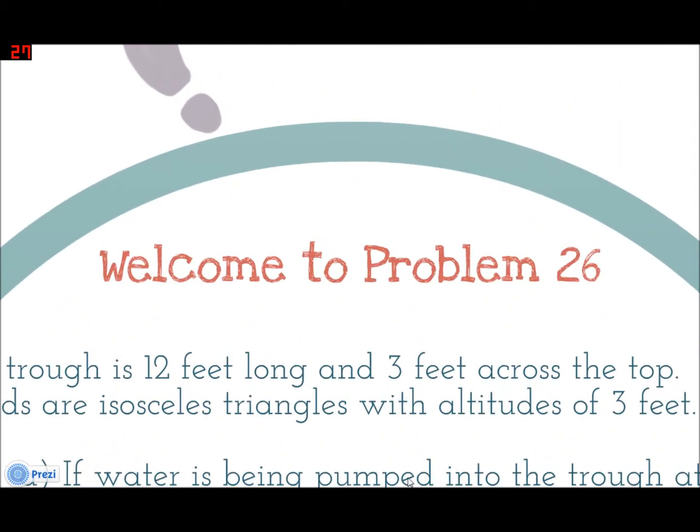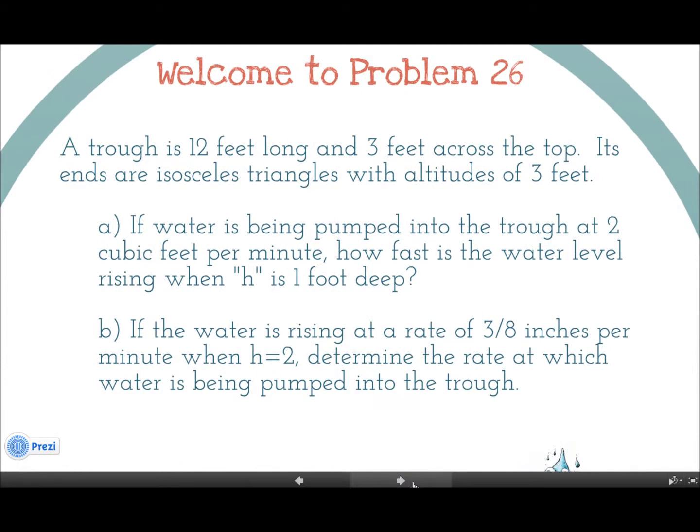Welcome to problem 26. Our problem is that a trough is 12 feet long and 3 feet across the top. Its ends are isosceles triangles with altitudes of 3 feet. Part A of the problem is, if water is being pumped into the trough at 2 cubic feet per minute, how fast is the water level rising when H is 1 foot deep?